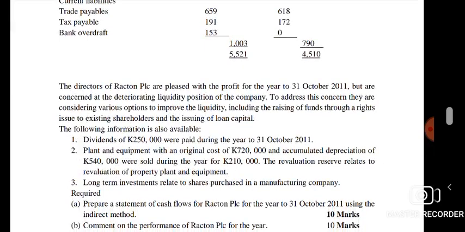The directors of Rakton PLC are pleased with the profit for the year of 31st 2011, but are concerned at the deteriorating liquidity position of the company. To address this concern, they are considering various options to improve the liquidity, including the raising of funds through a rights issue to existing shareholders and the issuing of loan capital. The following information is also available.